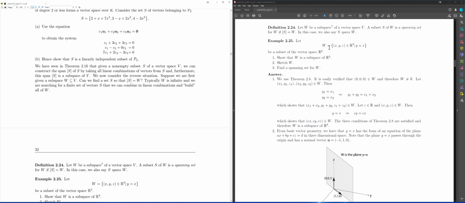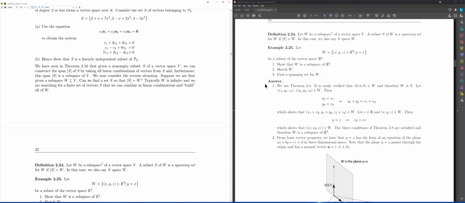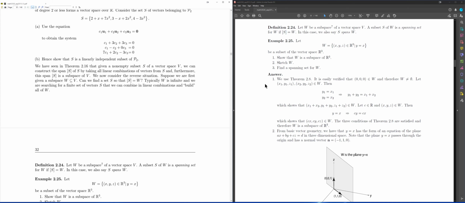Okay, so this is our subset of R3, right? What you're saying is that it's a subset where the x is equal to y, right? So y is equal to x, right? Okay, so first of all, we want to show that it's a subspace, right? Okay, so there's three things, or more precisely four things.